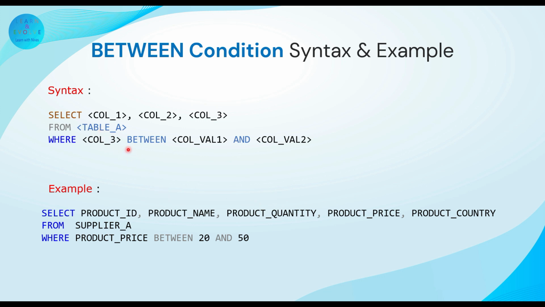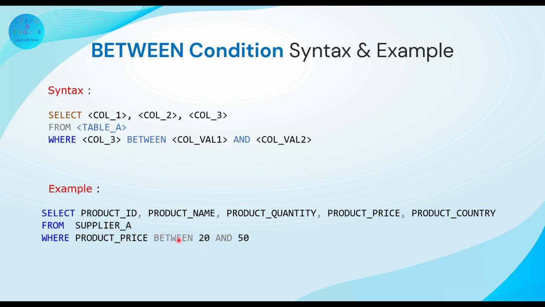Here is the syntax. You select all the columns from the table where the column is between column value 1 and column value 2. Here you need to specify the lower range and the higher range. This is a typical example wherein I have selected the supplier A table and I'm selecting all the products wherein the price range is between 20 and 50. Previously we were using the greater than symbol in the comparison operator with the same output. I'll explain how it works with the comparison operator also.